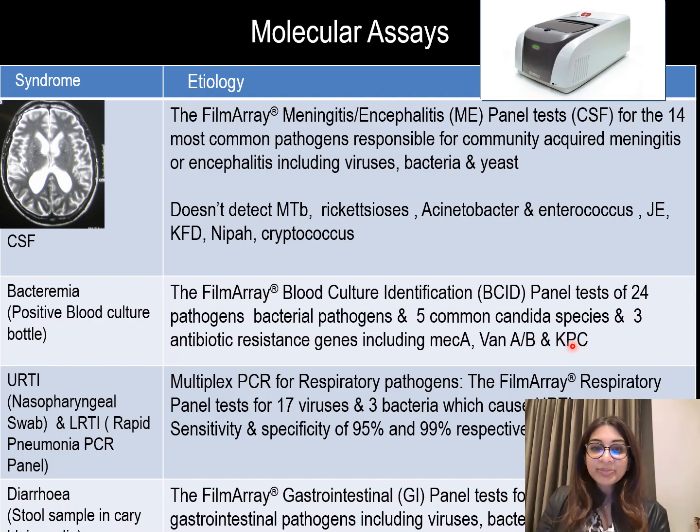We also have the URTI panel, which includes the multiplex PCR for the common upper respiratory pathogens, and this detects 17 viruses because most of the URTI is caused by viruses, which includes influenza, rhinoviruses, as well as RSV, and 3 bacteria, which are most likely to cause URTIs. The sensitivity and specificity is close to 95 and 99% respectively.